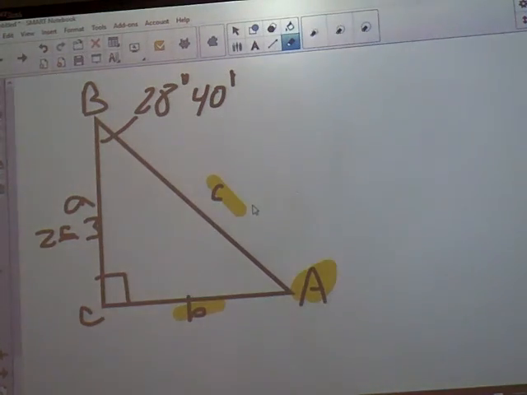If I were working this on my own, since I know two angles, I would find the third, because I know that the three angles of a triangle have to add up to 180. So you got 90, you got 28 degrees and 40 minutes. Figure out what the other one needs to be to make 180. Let me know when you got it. Put it in degrees or degrees and minutes, either one.